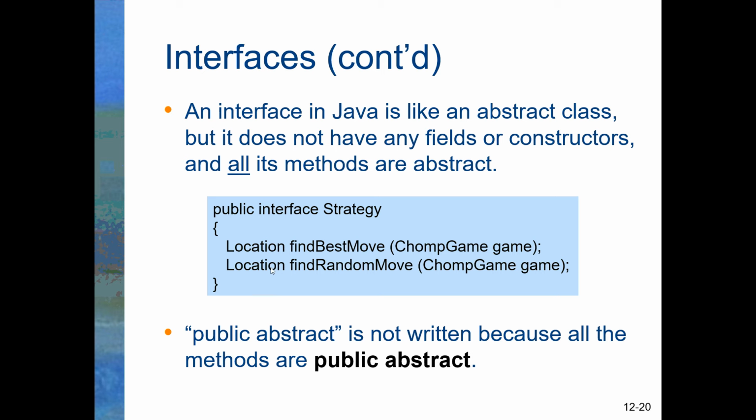So they're like abstract methods. Right? But everything in the interface is abstract. Notice how the word abstract is not in there? Because it's automatically public and abstract. I didn't have to put the word public in front of these as well.